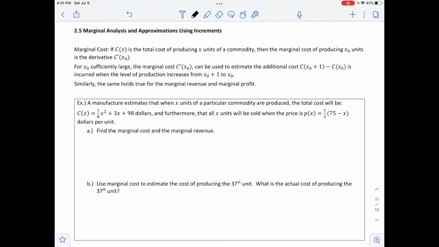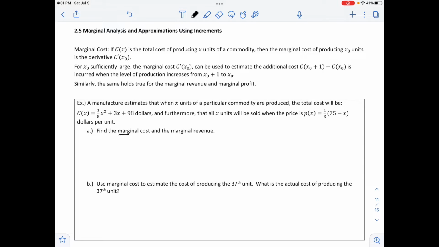Example, a manufacturer estimates that when X units of a particular commodity are produced, the total cost will be C of X equals 1/8 X squared plus 3X plus $98, and furthermore, that all X units will be sold when the price is P of X equals 1/3 times 75 minus X dollars per unit. Find the marginal cost and marginal revenue.